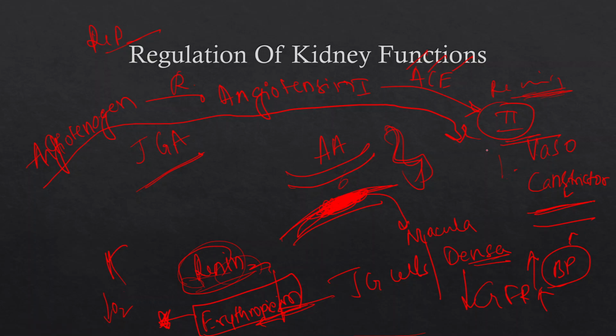This is not only a powerful vasoconstrictor, it also activates the adrenal cortex to release adrenaline, which is also a powerful vasoconstrictor. This also constricts, which increases the BP, and this BP increase causes what? Increase in the glomerular filtration rate. Fine. Now we have another hormone.